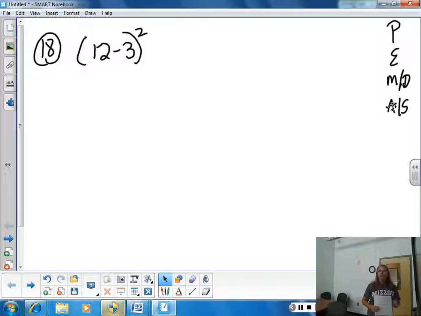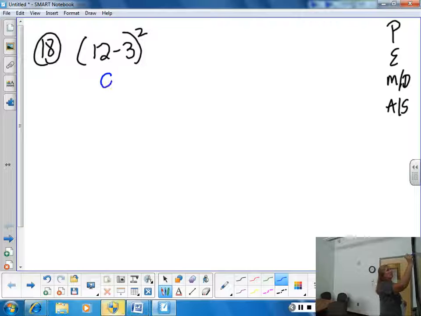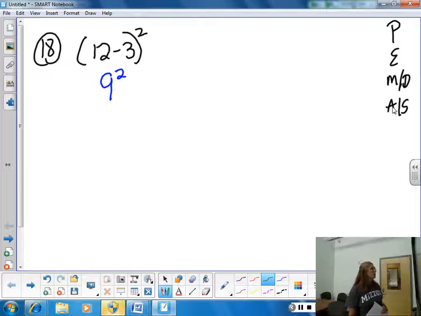Well, what I have here is a set of parentheses, a subtraction, and an exponent. Remember, parentheses come first, so whatever happens inside the parentheses you have to do first. So we're going to do 12 minus 3, which is 9, and then we're going to take the 9 to the second power. 9 to the second power is not 18. What is it? It's 81, because it looks like this: 9 times 9.